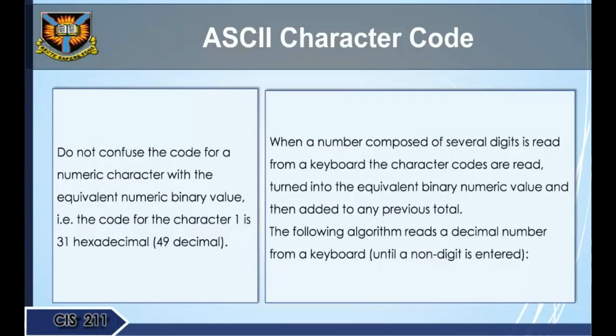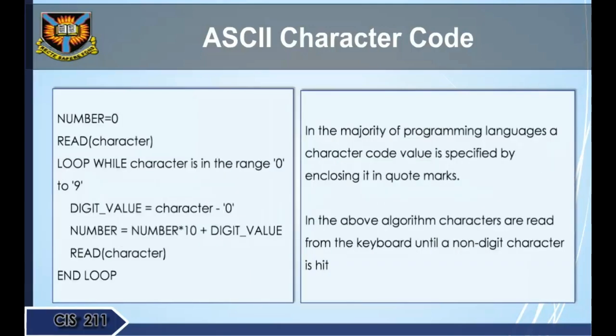Do not confuse the code for a numeric character with the equivalent numeric binary value, that is, the code for the character 1 is 31 hexadecimal, 49 decimal. When a number composed of several digits is read from a keyboard, the character codes are read, turned into the equivalent binary numeric value, and then added to any previous total. The following algorithm reads a decimal number from a keyboard until a non-digit is entered.